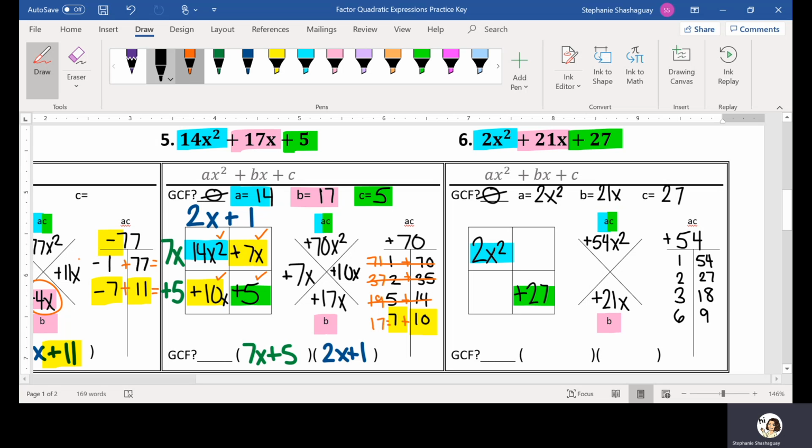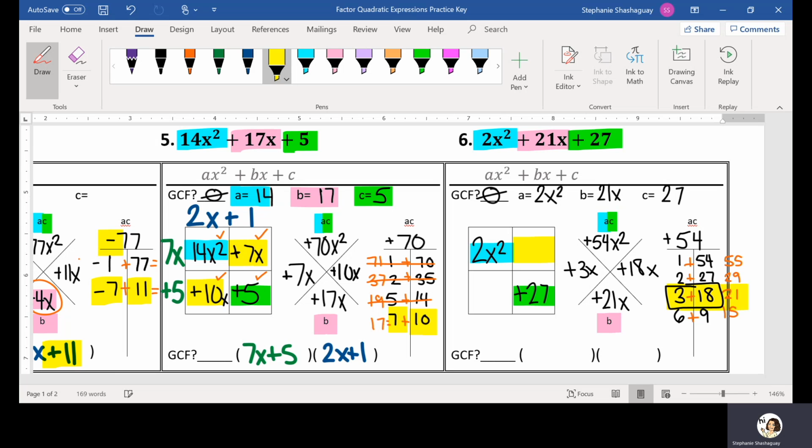My B term is positive. My A times C term is positive. So I just need to add these together to see which ones give me 21. Well, 54 plus 1 is 55. 27 plus 2 is 29. 18 plus 3 is 21. And 6 plus 9 is 15. So that means the factored pair that multiplies to 54 and adds to 21 is going to be 3 and 18. So a positive 3x and a positive 18x.